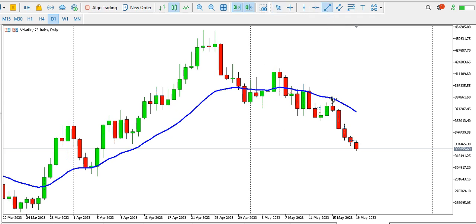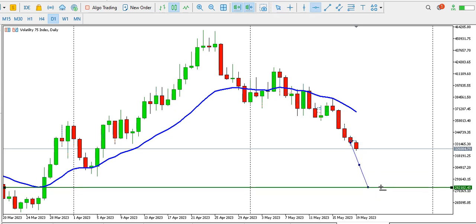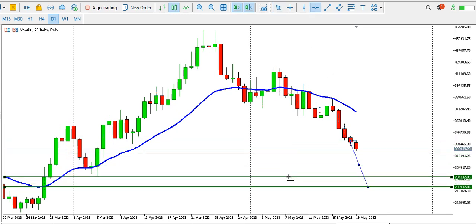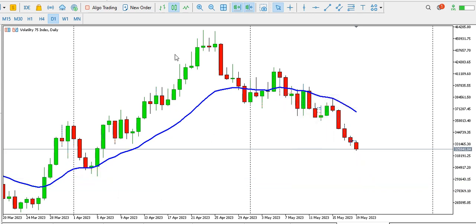Where do I think it might go? V75 could go down as much as the 2950 area. Okay, but it's definitely going to get to this particular structure first before it goes down some more. So that is bearish on the daily time frame.